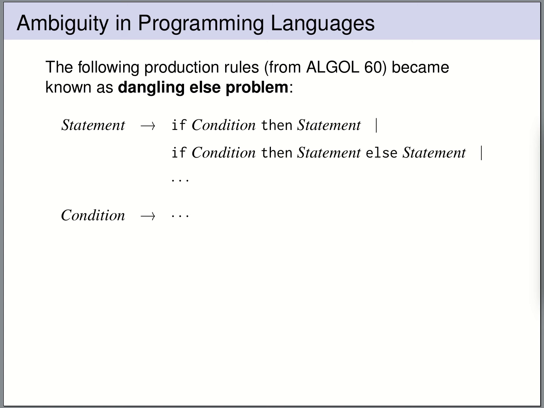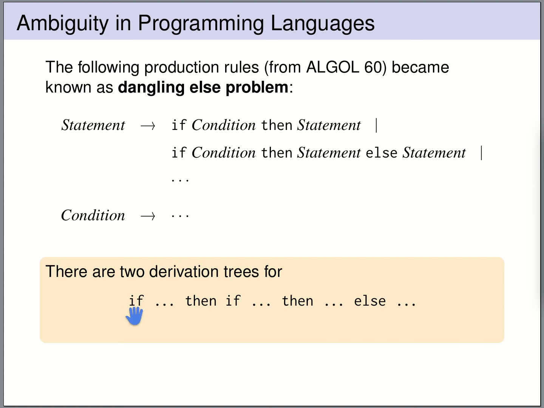The problem of ambiguous grammars has occurred also in a real-world programming language, namely in Algol 60, and there it became known as the Dangling else problem. So we have a grammar, and with this grammar we can derive the following. Namely, we can derive if some condition, then if some condition, then else. And now the question is, where does this else belong to? Does it belong to this if, or does it belong to this if?